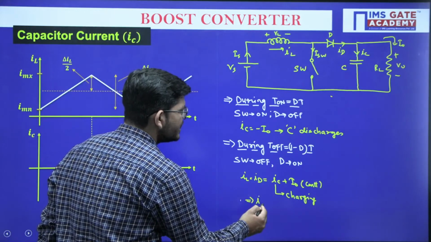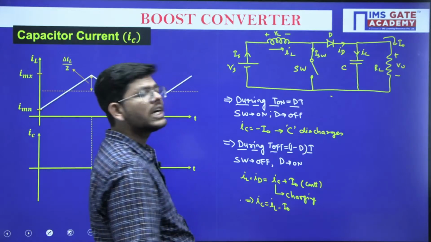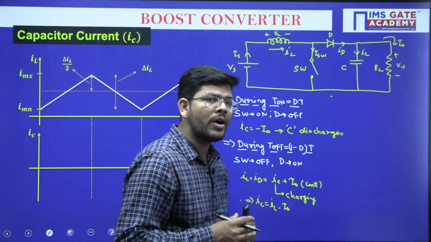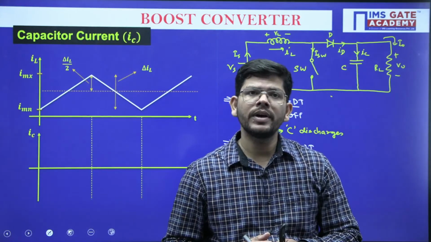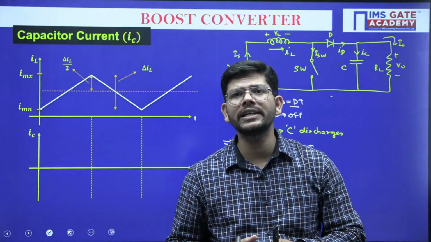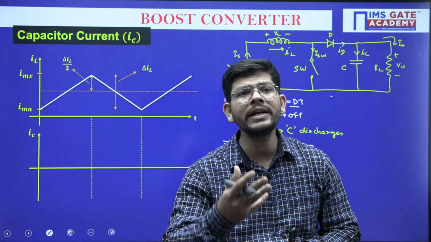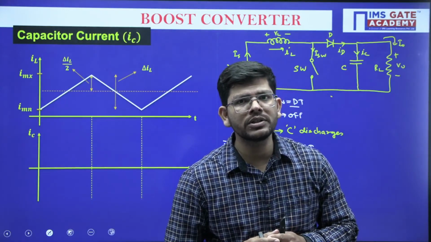And what will be IC? IC will be IL minus I naught. So this is how the capacitor will be behaving. During the on time, when the switch is on and the diode is off, the load and source are disconnected. At that time, in order to maintain the constant I naught current, the capacitor discharges itself and maintains the current I naught constant.